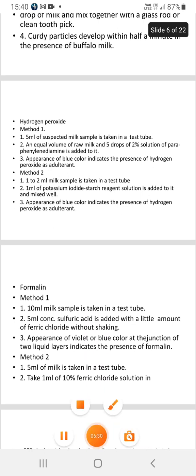Formalin is also added to the milk sample to increase its shelf life, because formalin is used as a preservative. So for checking its presence, we can take the milk sample in the usual manner in test tube and then add 5 ml concentrated sulfuric acid to it, and then drop wise add ferric chloride to it. If there is the appearance of blue or violet color, then it is a clear-cut indication that it contains formalin.